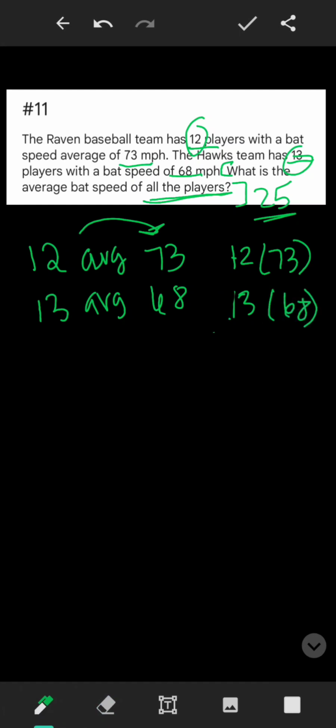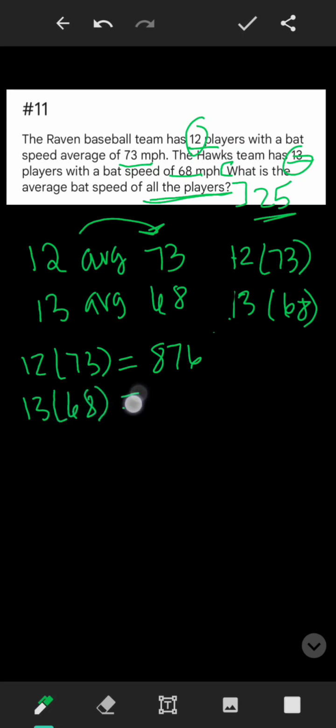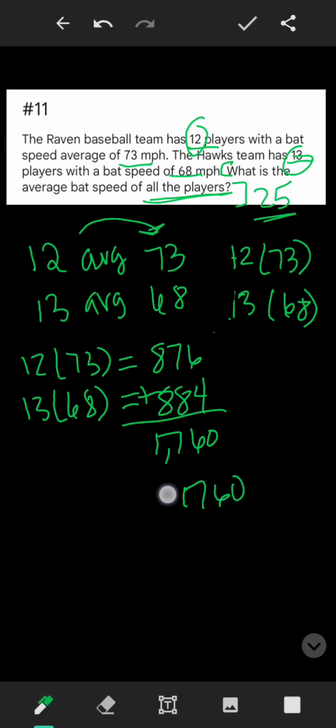So 12 times 73 is going to equal 876. And then 13 times 68 will be 884. I'm going to add these two numbers together to get a total of 1,760. Now remember, whenever I find the total number, I added everything together. Then I'm going to divide by how many numbers I added, or how many sets of data that I added together.